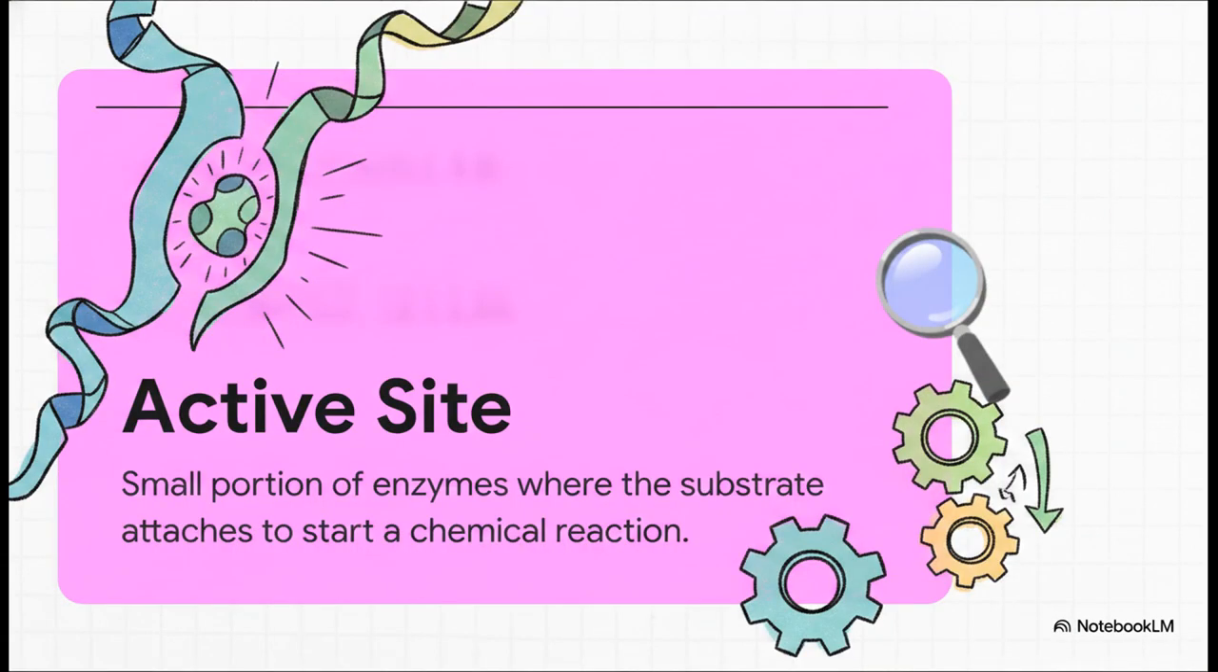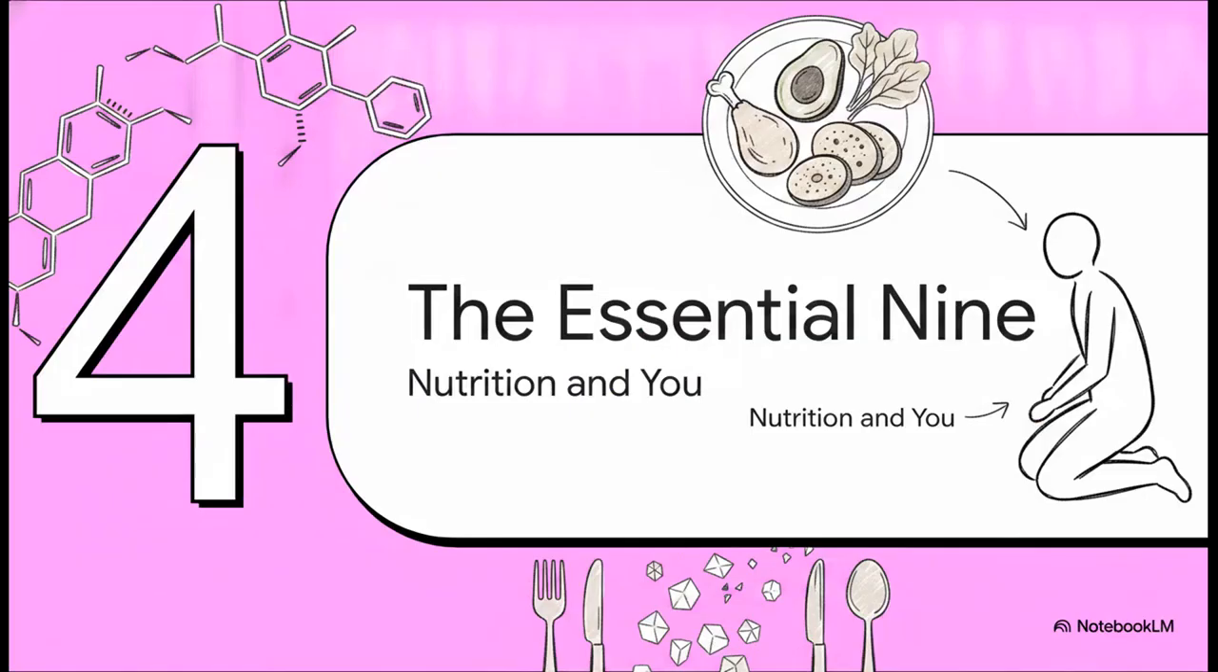It's through a feature called the active site. Because the amino acid chain is folded into such a highly specific 3D shape, it creates a tiny, specialized pocket. The reactant, which we call the substrate, fits into this active site perfectly. It's exactly like a key sliding into a lock. If the shape isn't perfect, no way, the reaction just doesn't happen. Section 4. The Essential 9, Nutrition and You.